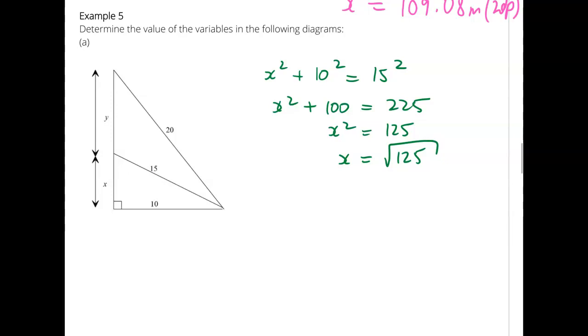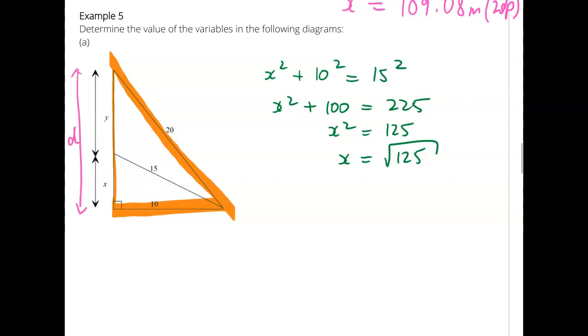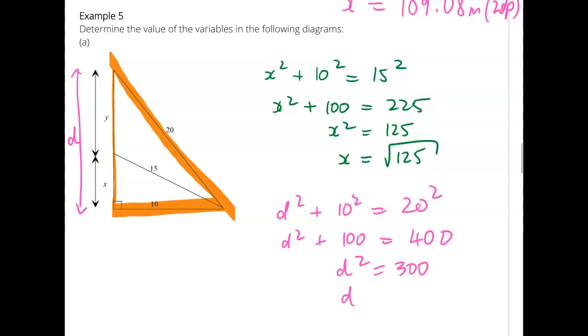y, 15, 20 triangle. However, it is the hypotenuse if we take this triangle here instead. And so rather than call that y, I don't know, I'll just call it d for the sake of something a bit different. And therefore we know that d squared plus 10 squared is equal to 20 squared, d squared plus 100, and so forth. And d squared is 300, so d is the square root of 300.